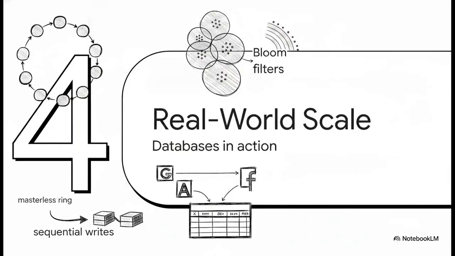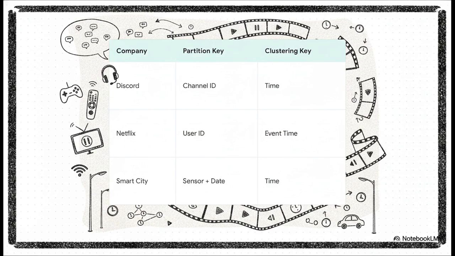Section 4, Real-World Scale, Wide Column in Action. All right, so we have this masterless hash ring, sequential writes, and Bloom filters. Let's make this concrete by looking at how the absolute biggest tech companies in the world actually leverage these mechanics. And this brilliantly illustrates the sheer power of choosing the right keys.